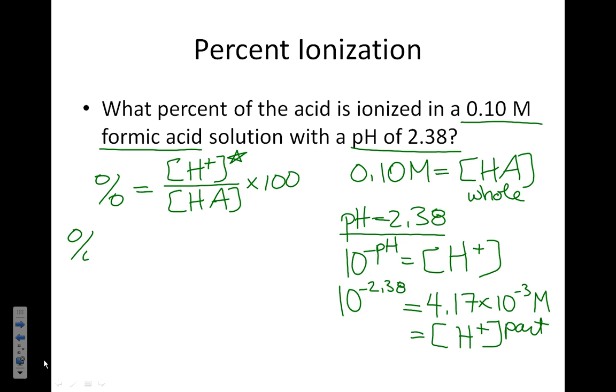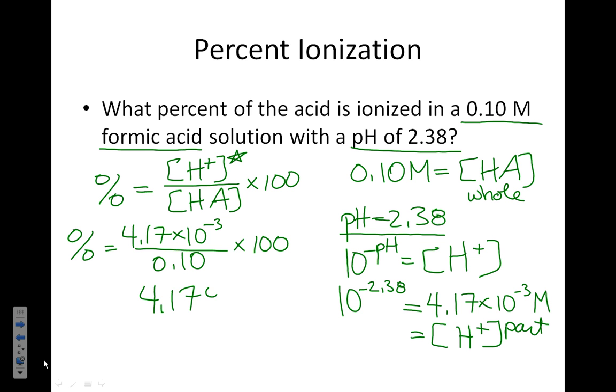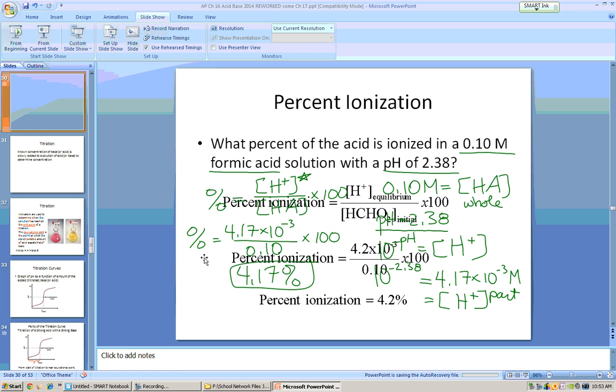Now the math is super easy because all we're going to do is divide the part, 4.17 times 10 to the negative third, by the whole, or 0.1 molar. This is saying that you started with 0.1 molar, but only 4.17 times 10 to the negative third dissociated. So what's the percent ionization? Do part over whole, and it turns into 4.17%. And that's the percent dissociation of formic acid. Like I said, these percent dissociations are typically about 5% or less. And we see with a 4.17% dissociation, it's very, very typical for a weak acid.